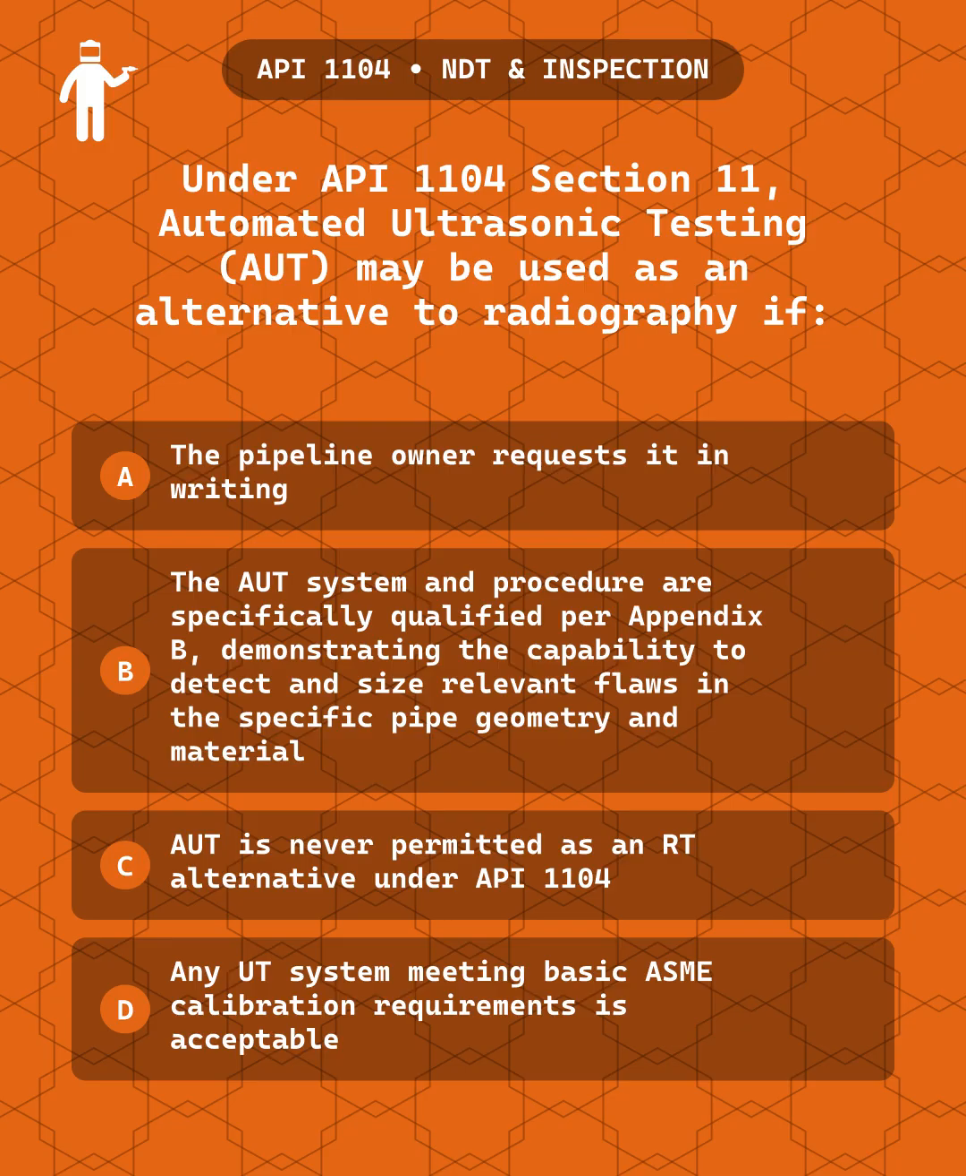Question 7. Under API 1104, Section 11, AUT may be used as an alternative to radiography if A, the pipeline owner requests it in writing, B, the AUT system and procedure are specifically qualified per Appendix B for the pipe geometry and material, C, AUT is never permitted as an RT alternative, or D, any UT system meeting basic ASME calibration requirements is acceptable.